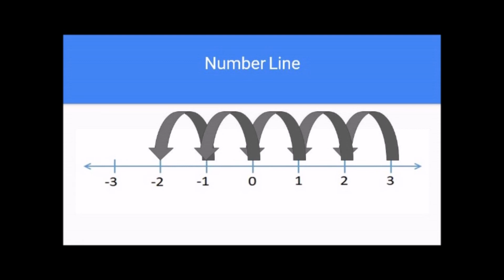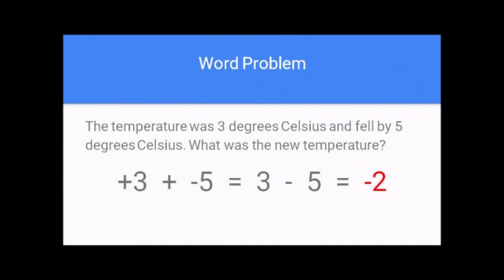So remember, for negative numbers, you move to the left. And for positive numbers, you have to move to the right. So you have to remember that. So where do you end up? You end up at negative 2.